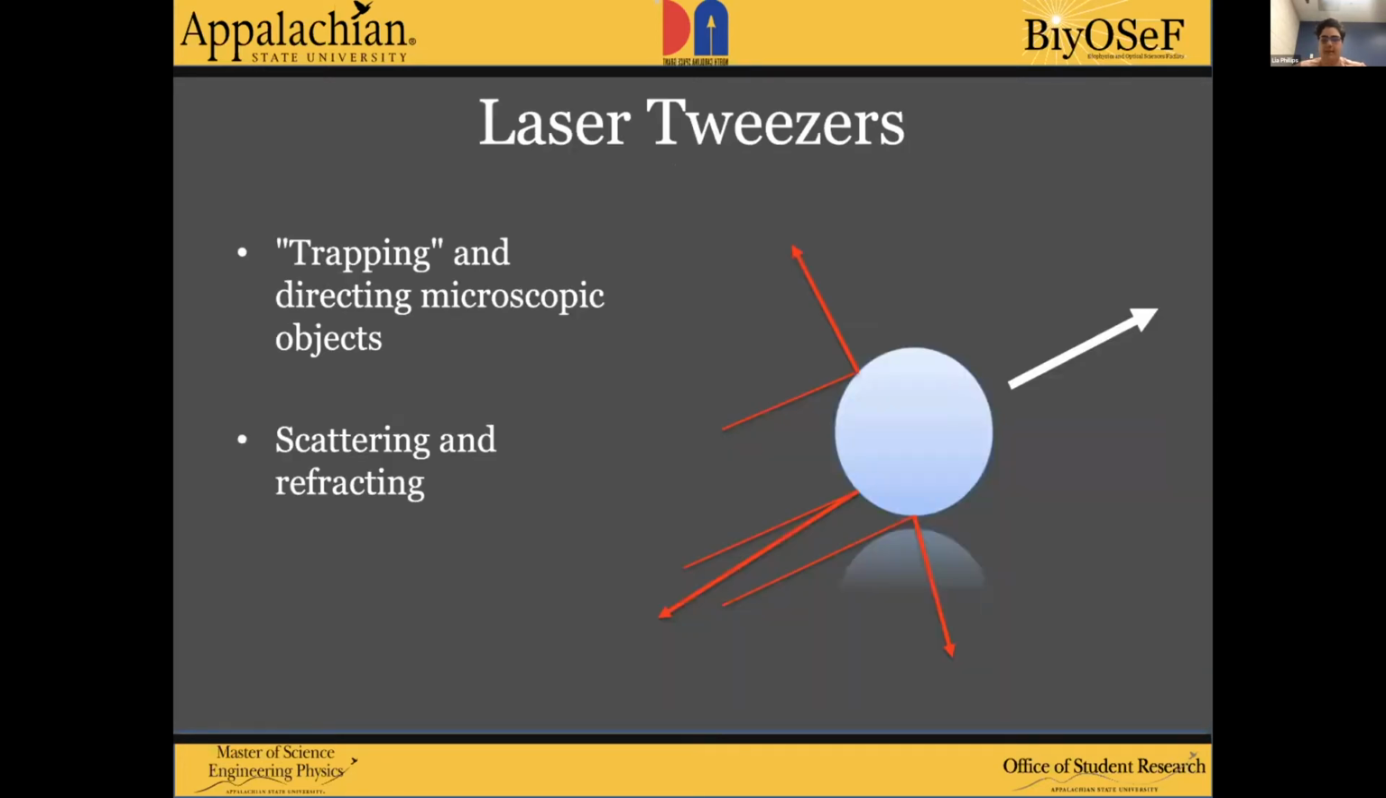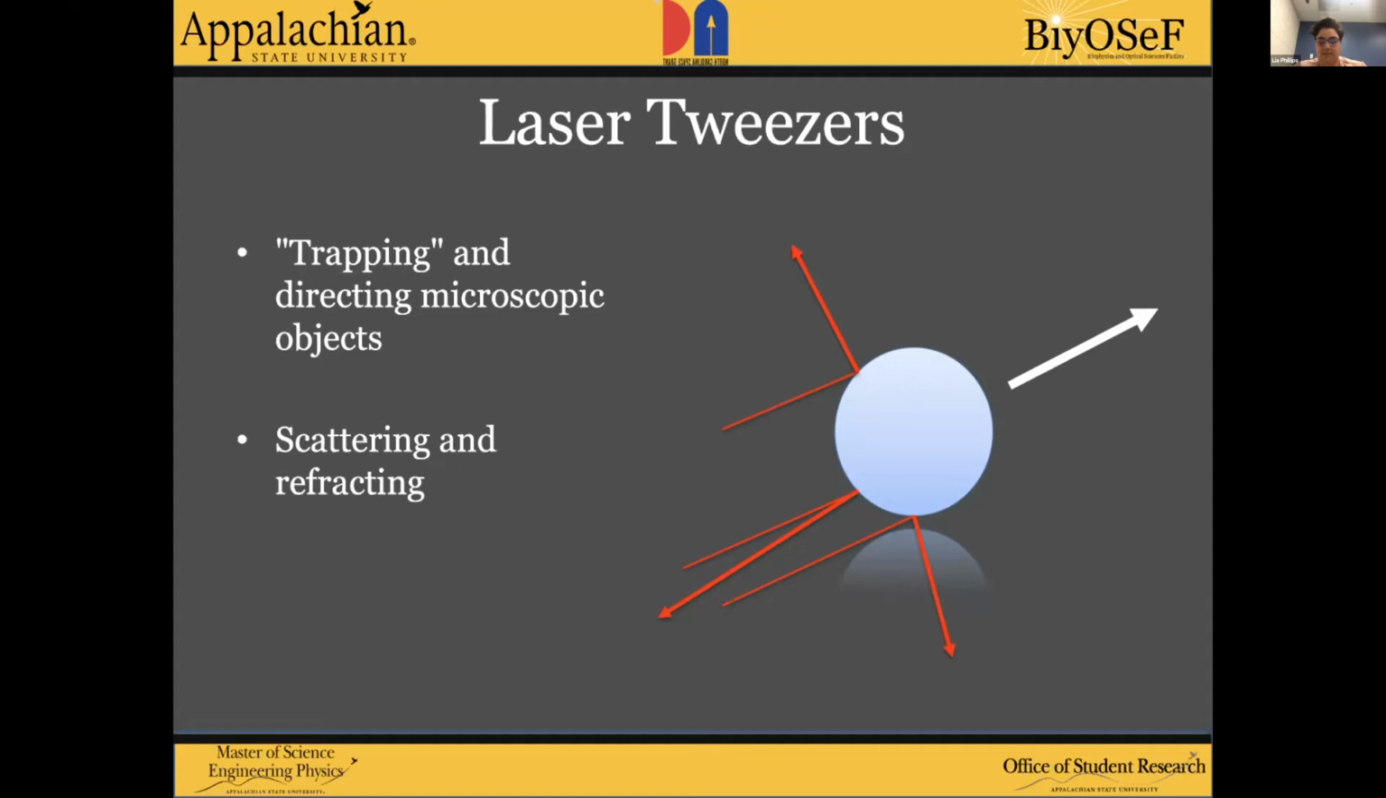The second method is laser tweezers. Laser tweezers are a practice that utilize laser light to trap and direct microscopic objects. So for an incident laser on an object, there are two possible results. We have scattering and then we have refracting. The force from scattering models this transfer of momentum between the incident photons and the trapped object. So for simplicity, when we think about spherical objects, we can imagine this scattering as being a reflection.